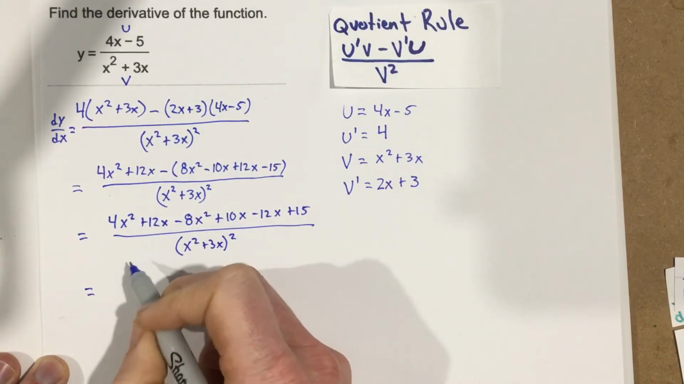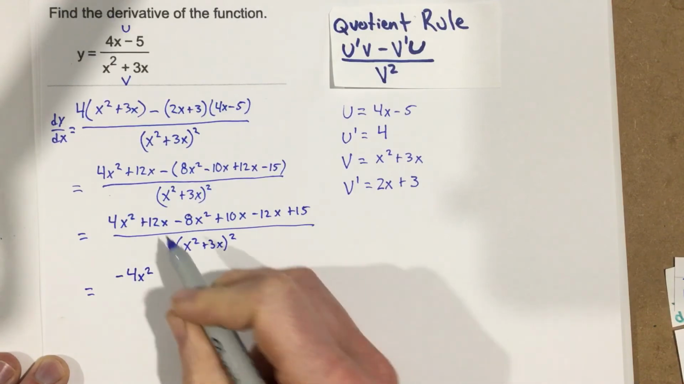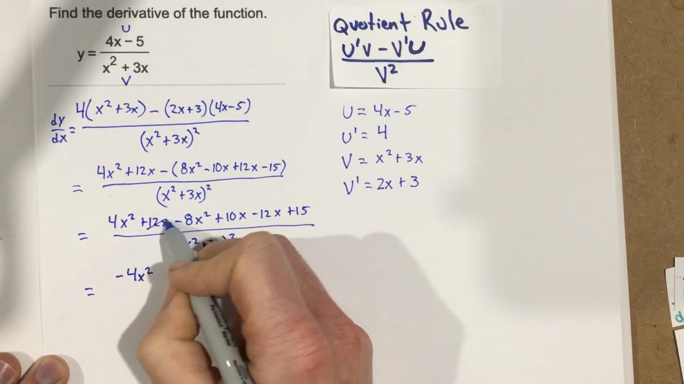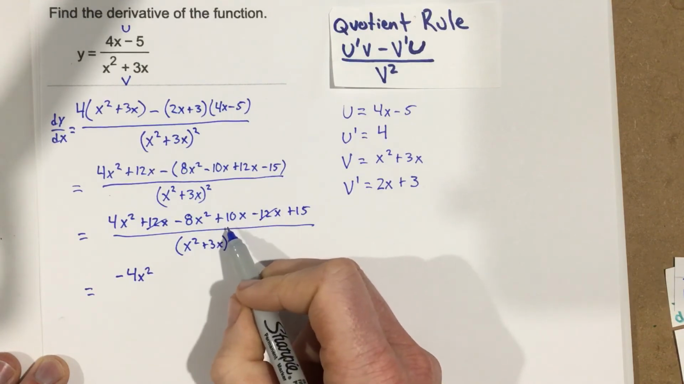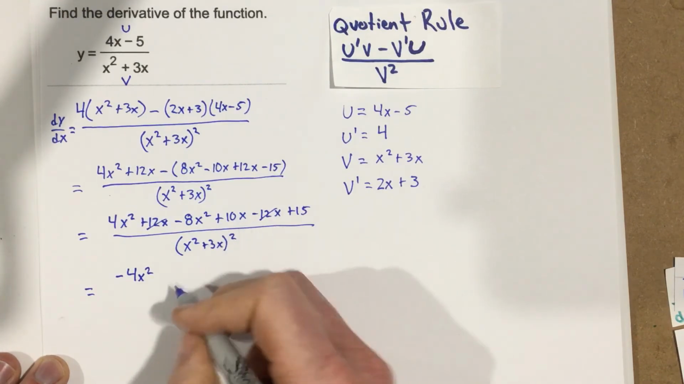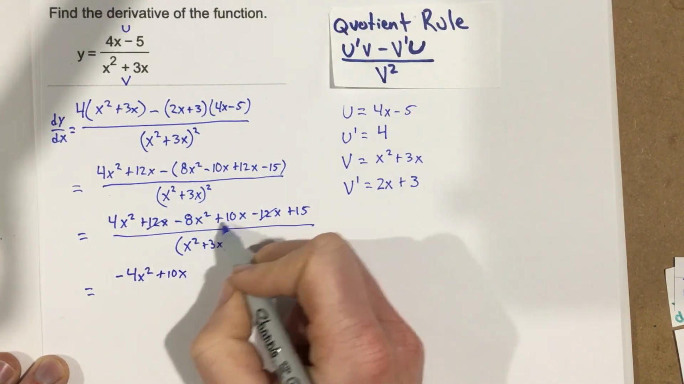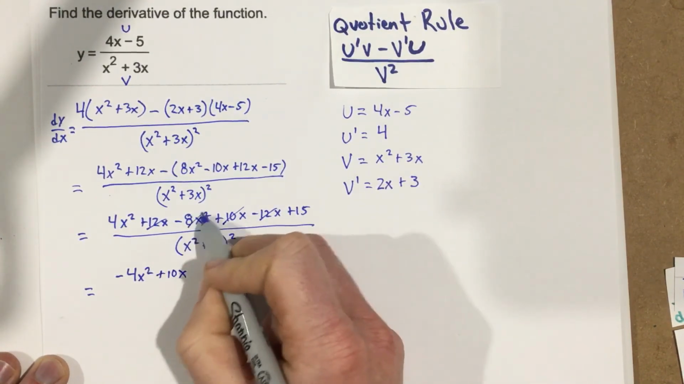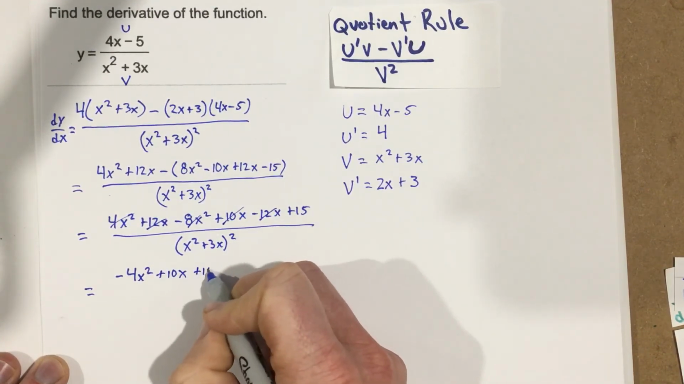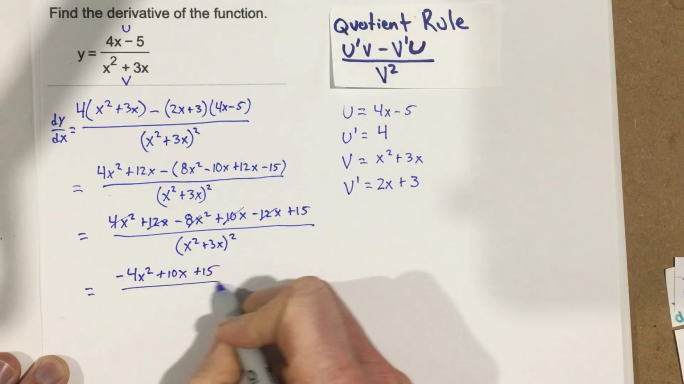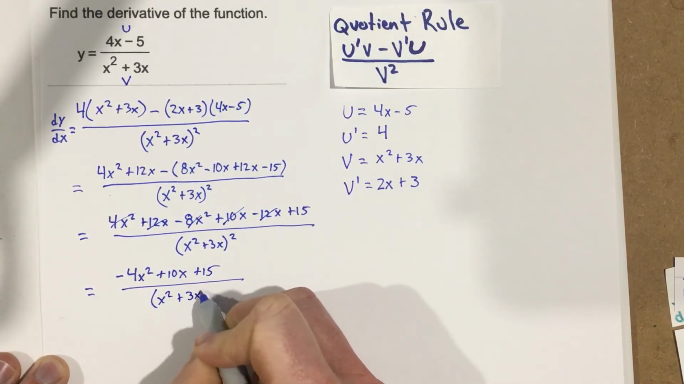Combine some terms together. This is negative 4x squared. 12x and negative 12x, they cancel. And then I'm left with 10x here, and then we cross them out, plus 15, all over (x squared plus 3x) squared.